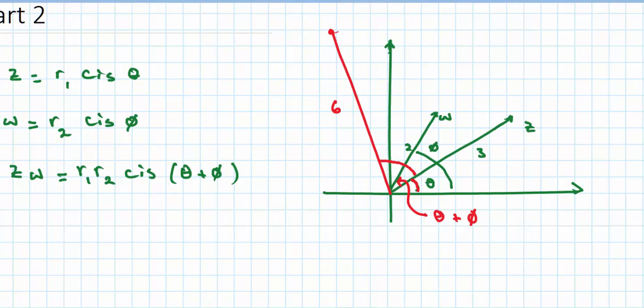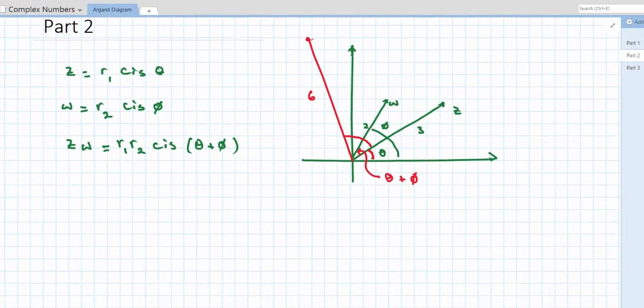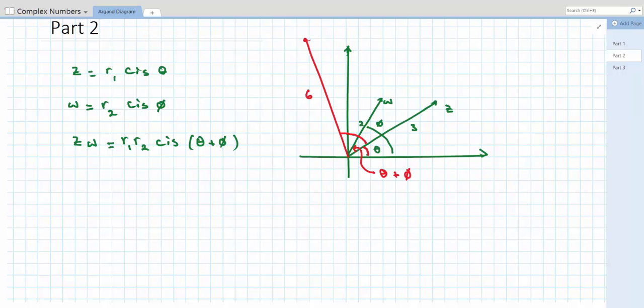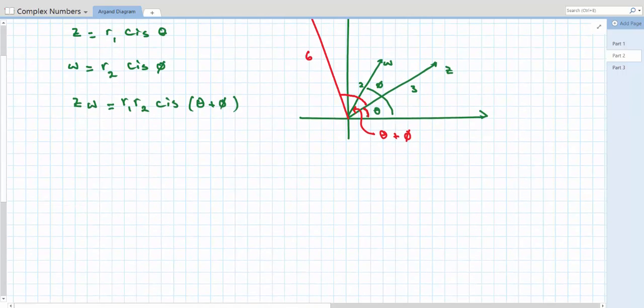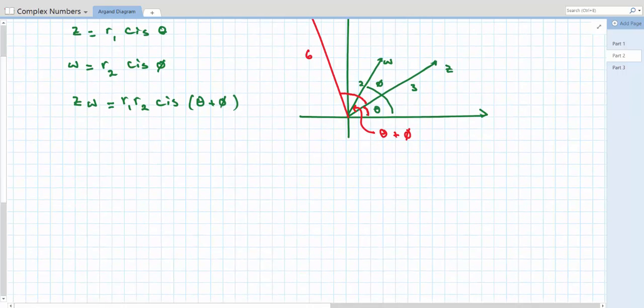Now let's look at what happens when we divide these vectors together. So that would be z divided by omega. And we know that when we divide vectors, then it will end up being r1 over r2 cis (theta minus phi).